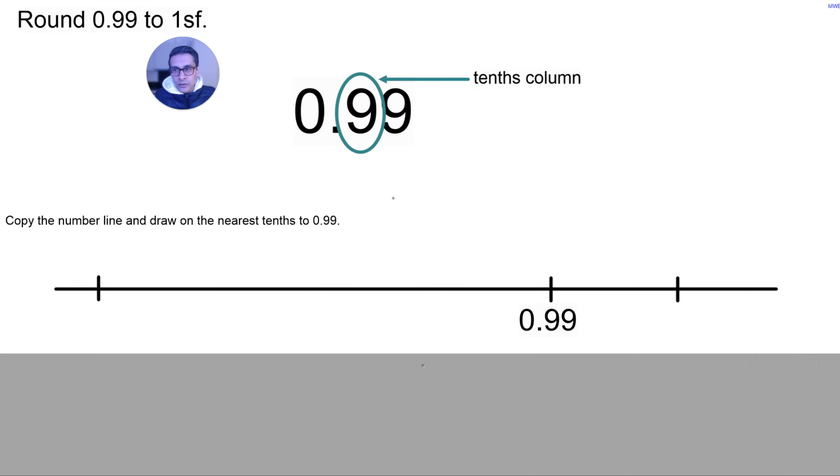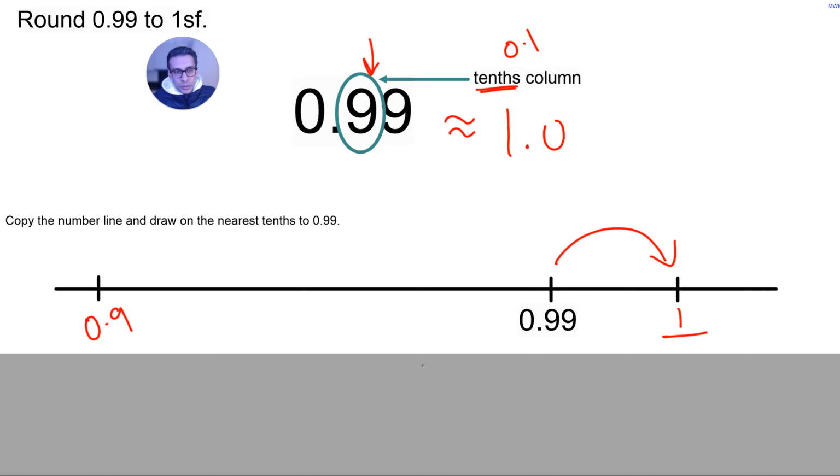So another example, 0.99. So that 9, the first non-zero digit, is in the tenths column. So that's 0.1s. Now what is this closest to? Well, we know that this is going to be 0.9 on the number line. What do you think goes here? So hopefully you know that's going to just be 1. And this is going to round to 1. So this is going to approximate to just 1.